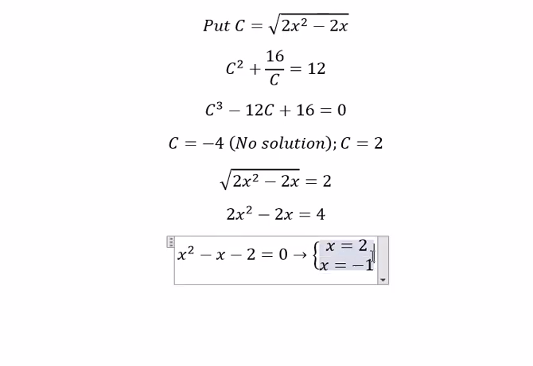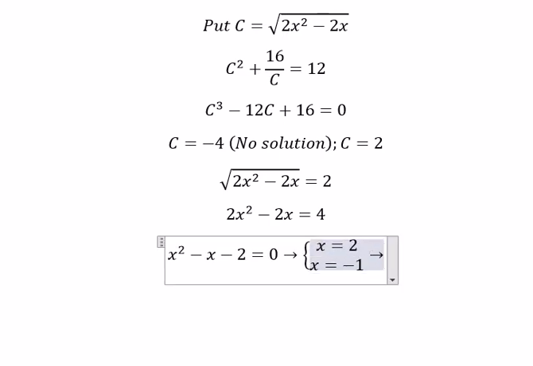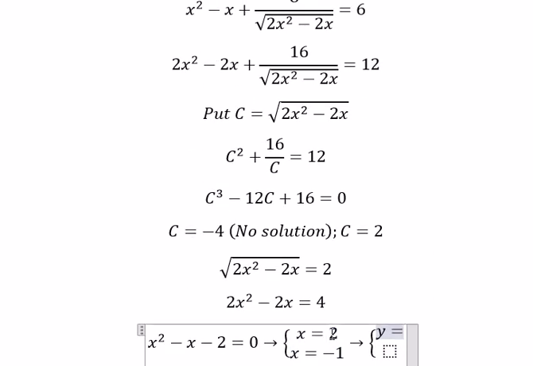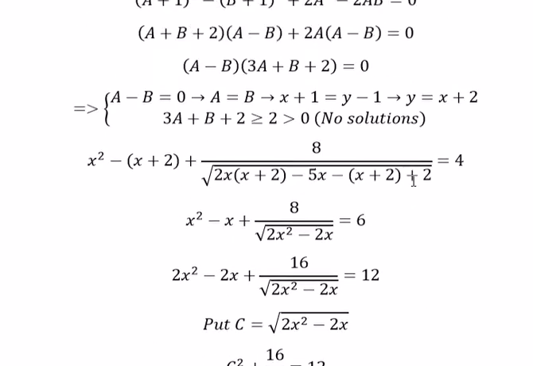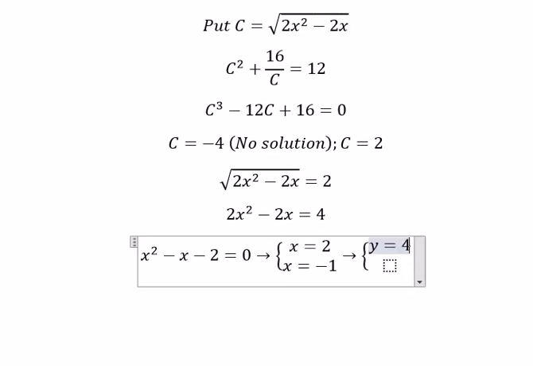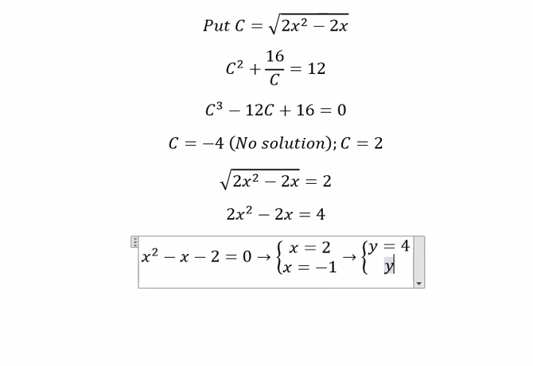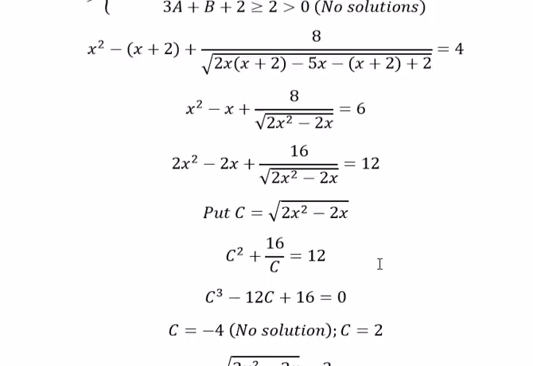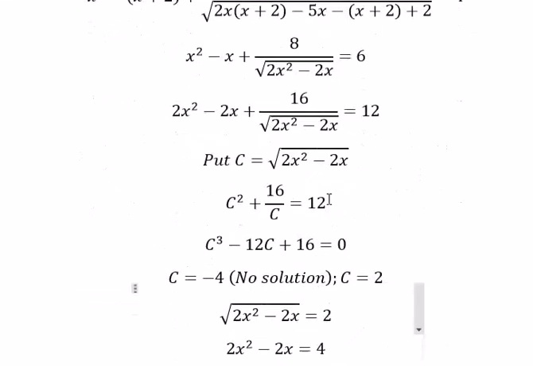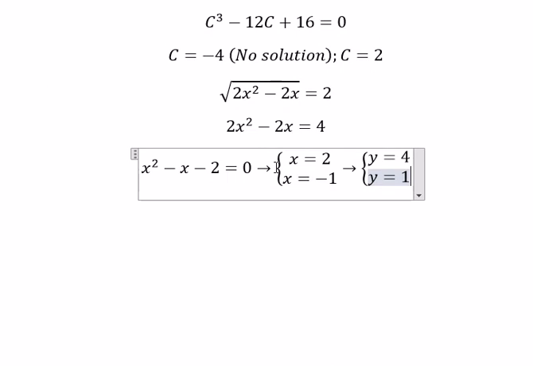So we get the value of y. That should be y equals, we put 2 back in here, so you get 4, and y equals 1. If we check the domain, it is satisfied, and now we know that we have two pairs of solutions.